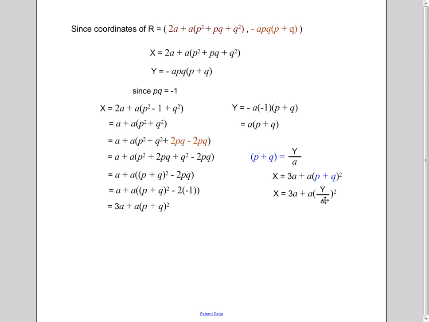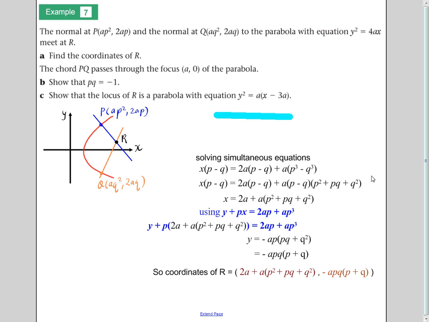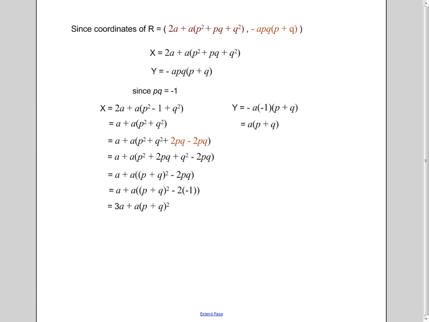And if I cancel the a squared and a and bring the 3a over to this side, I get a nice neat equation for that. That's a bracket x minus 3a equals y squared. And if we look back, that's what we were looking for. So we have now solved the equation. So bring that up again. And there you go.